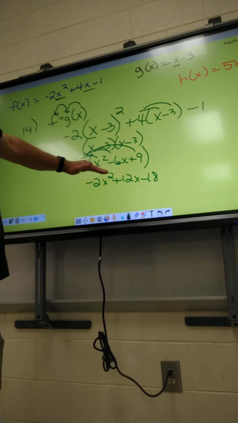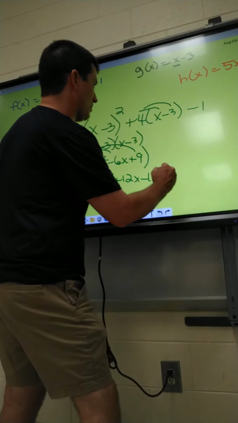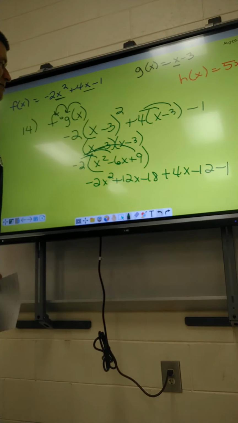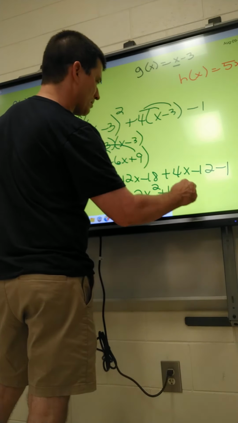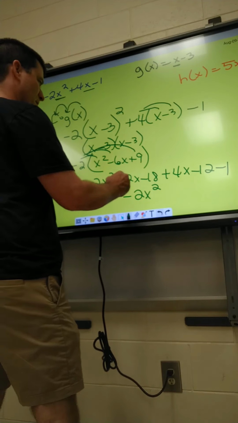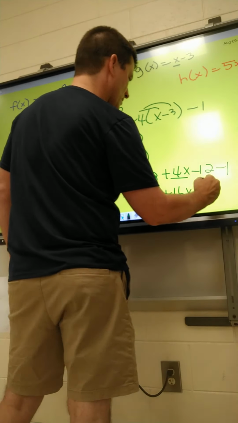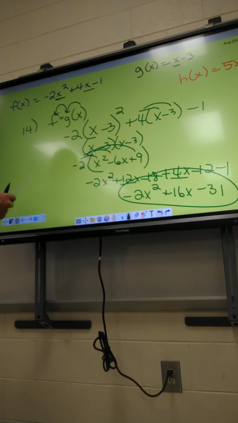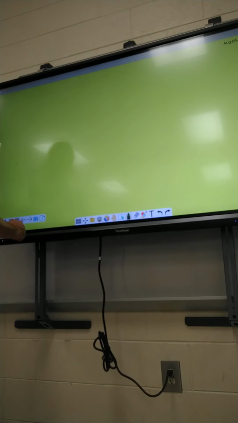Now, after you FOIL that one out, over here you got parentheses. Just got to distribute that. Plus 4x minus 12 minus 1. Last step is like terms. Whoops, I messed up. There you go. All right, the other ones I'm going to let y'all do. Let's go to 20. Whoops, let's go back.